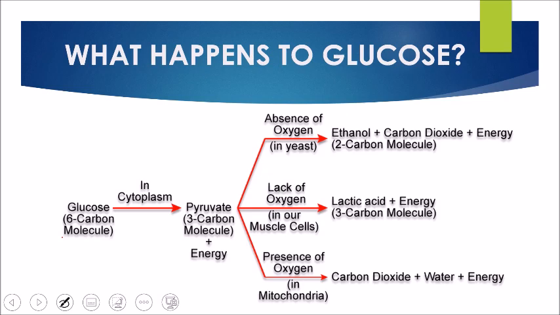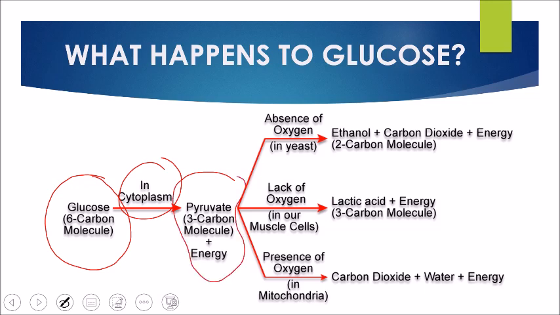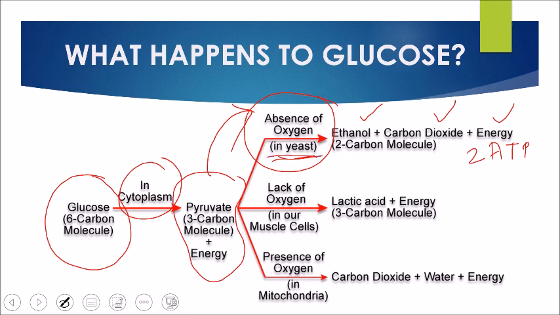So when glucose in the cytoplasm, important words, when glucose in the cytoplasm breaks down into pyruvate, and this pyruvate, in the absence of oxygen, which is seen in yeast, further breaks down into ethanol, releasing carbon dioxide and energy, that is 2 ATP molecules. You remember that it is written 2 ATP molecules. This is called anaerobic respiration, or I would rather call this fermentation, because it is taking place in yeast.